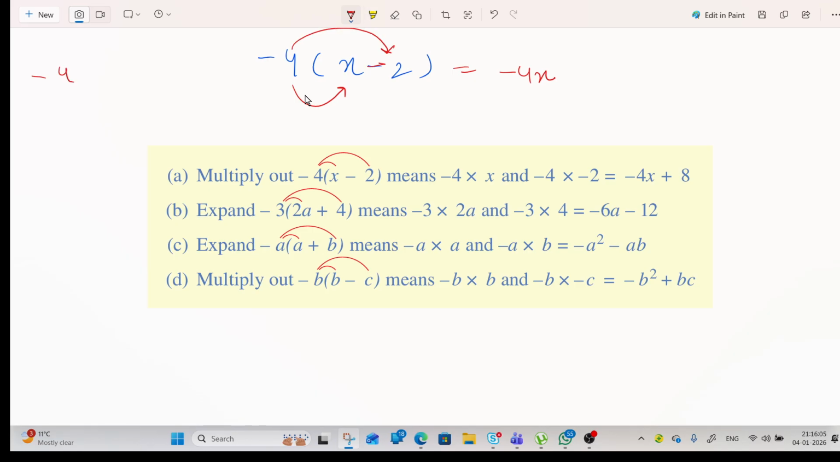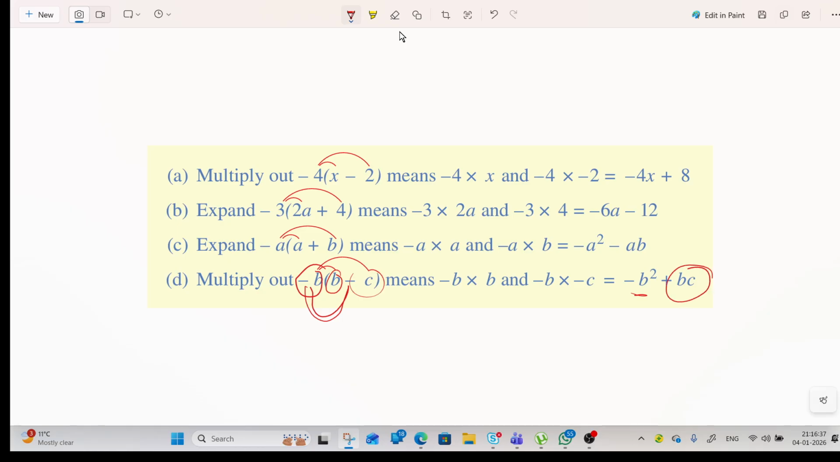Now we multiply negative 4 with negative 2. When we multiply two negative numbers, like negative 4 times negative 2, we get a positive answer. 4 times 2 is 8, but the answer is going to be positive if signs are the same. If signs are different, we get a negative answer, right? Like here, we write plus 4 times 2, 8. Okay, is that clear? Good. Like here you can see negative b times b is negative b squared. Then negative b times negative c is positive bc, right?